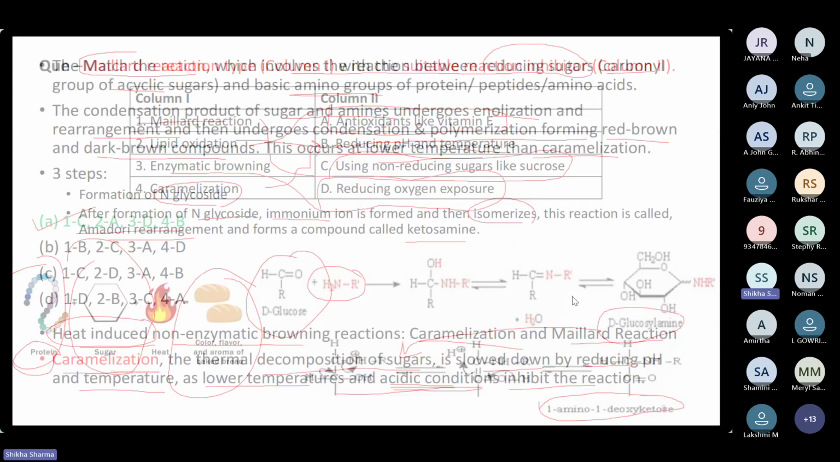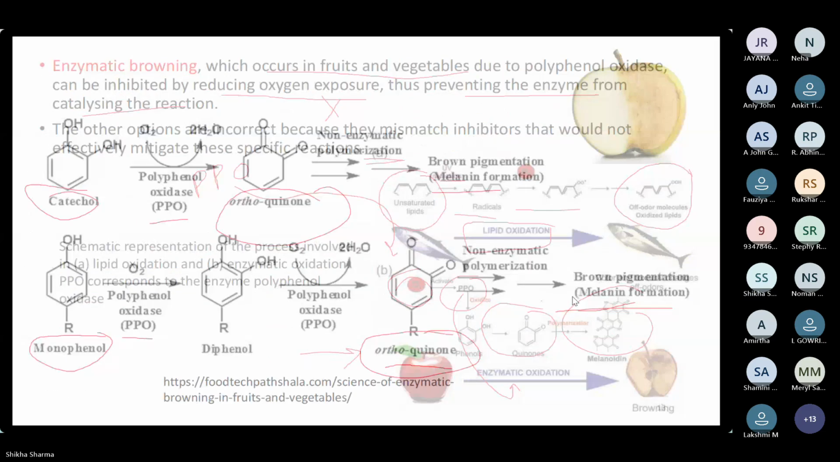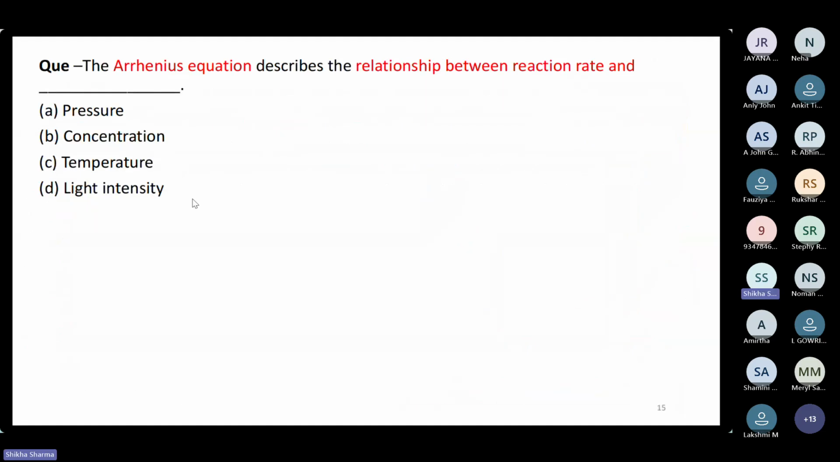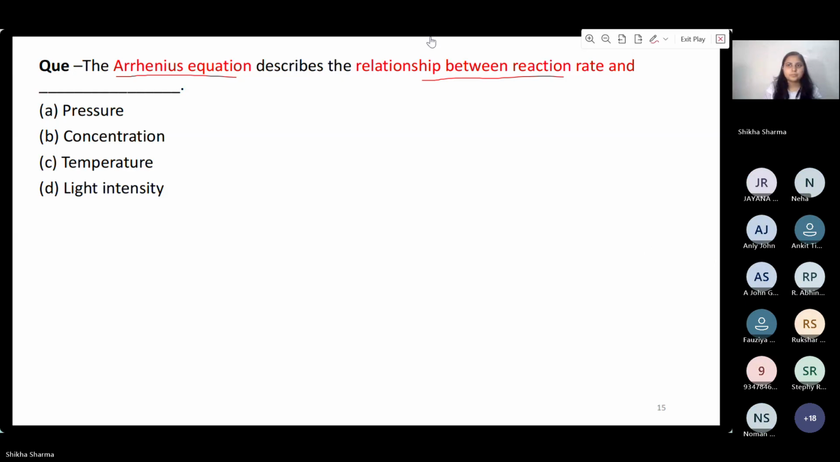Let's move to the next question. Now we are discussing the Arrhenius equation, which describes the relation between the reaction rate and which one? Pressure, concentration, temperature, or light intensity. Would anyone like to answer this question?